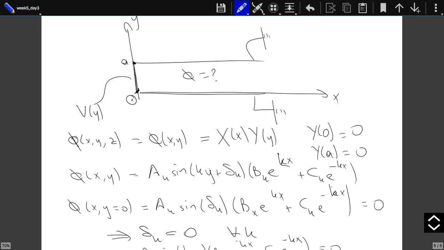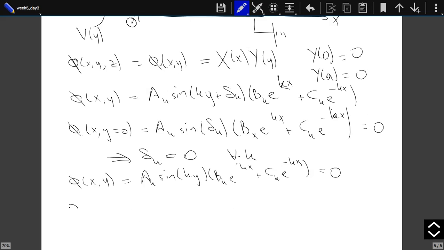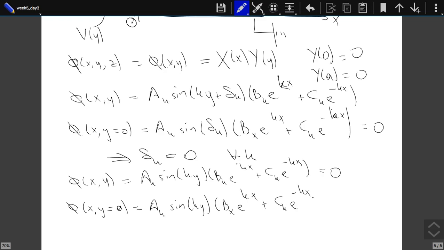Well, I have another boundary. That is the y equal to a plane. My solution should be 0 also there. At y equal to a, this is ak sine of ka times bk e to the power kx plus ck e to the power minus kx. This should also be 0. So this, not y, a.